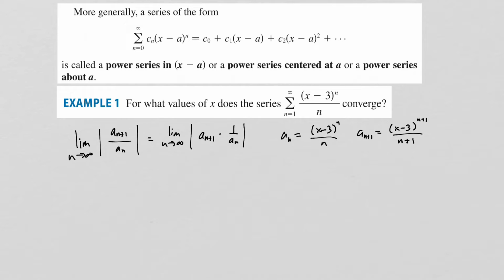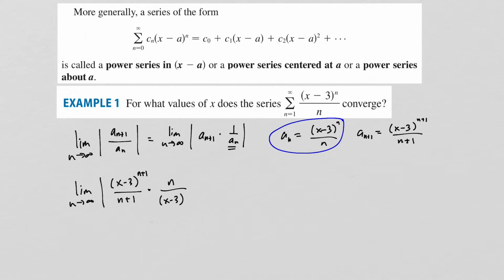So applying the ratio test, we will have the limit as n goes to infinity of the absolute value of (x minus 3) to the n plus 1 divided by n plus 1. And then we are going to multiply that by the reciprocal of a_n, which is the reciprocal of this term here. And that's going to be n divided by (x minus 3) to the n.